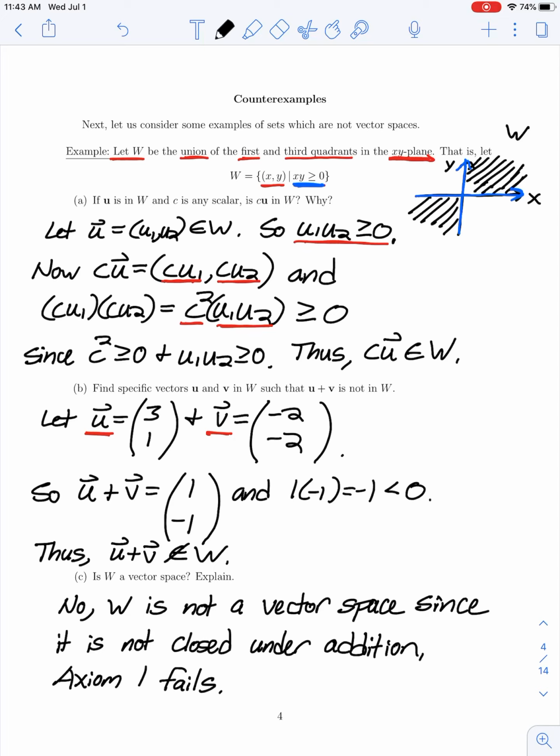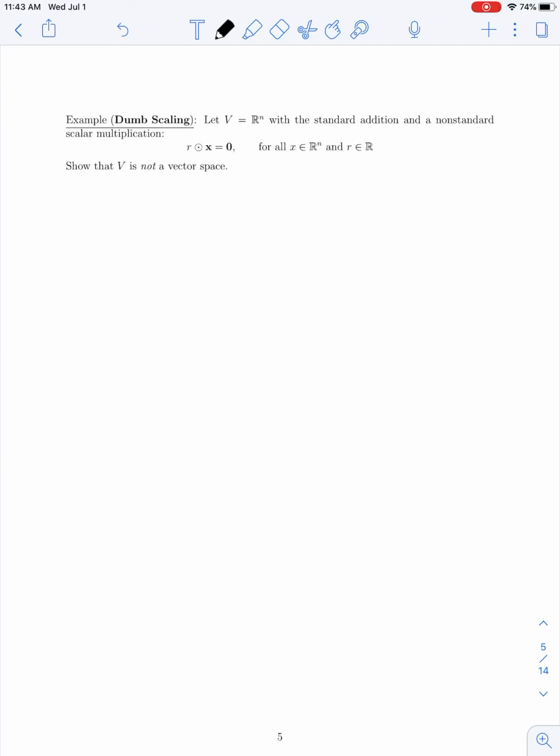All right, so here's one example of a set that would not be a vector space. Now our next two examples introduce non-standard operations on a familiar set of vectors, and we will show that using these non-standard operations we would not have a vector space.